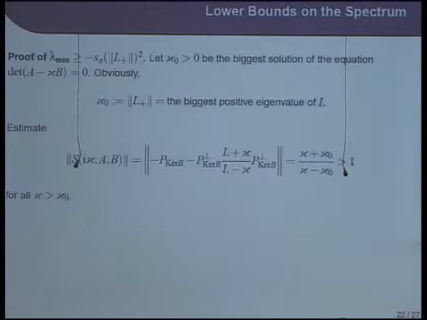Okay, so quite short the proof, how to prove this inequality. So first of all, let kappa naught, a positive number, be the biggest solution of the equation a minus kappa b equals 0. Actually, as is already mentioned, this is the biggest positive eigenvalue of the operator L. Now, let's estimate the matrix S. Put the operator L in the definition of S, we get this one.